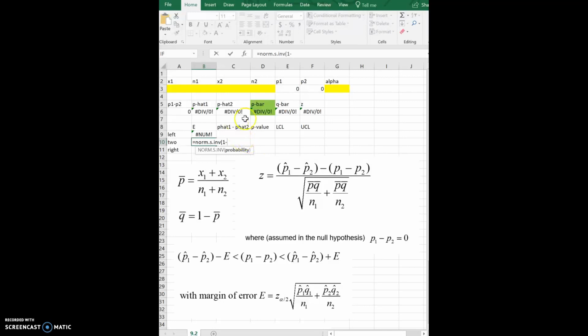1 minus alpha divided by 2, close parentheses, times the square root of 1 minus, and this one's going to be a little bit different. I'm not really sure why though. Give me just a second, I'll tell you why. Make sure that I'm doing this right.